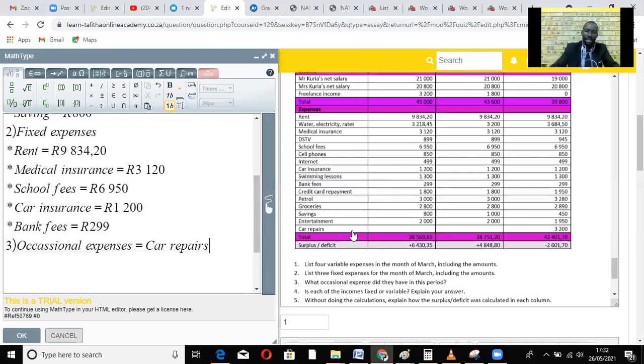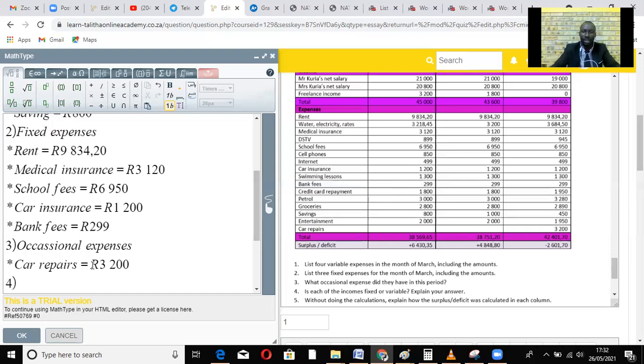Now notice that this occasional expense, which we are having here, which is car repairs, costed 3,200. The next thing we want to look at is question 4.